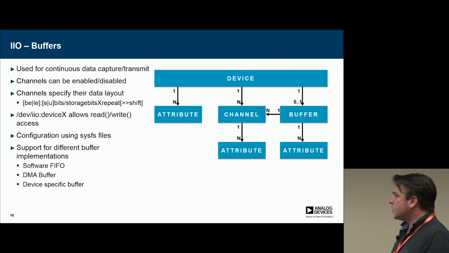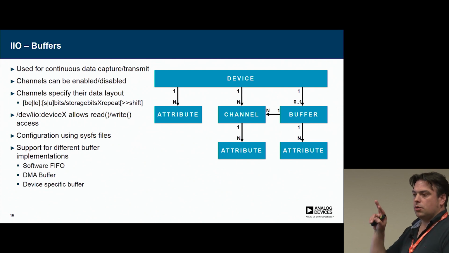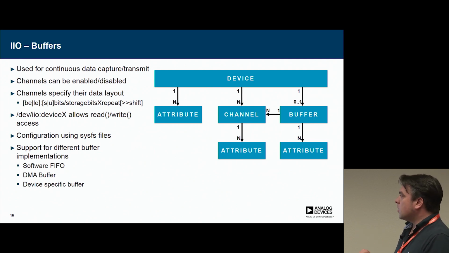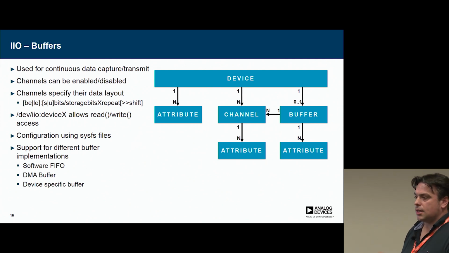IIO devices can also have buffers, and buffers are used for continuous data transmit and receive. A buffer consists of a set of channels that can be enabled or disabled. So you can say it's a 2RX. I just want to have I and Q from the first channel, and then you turn off the other two channels. Also, buffers describe their data layout. So what's inside the buffer, whether it's signed, unsigned, little endian, big endian, how many bits, and things like that. Again, everything is configured by sysfs, and there are different buffer implementations.